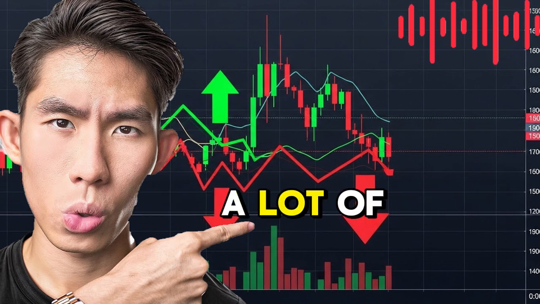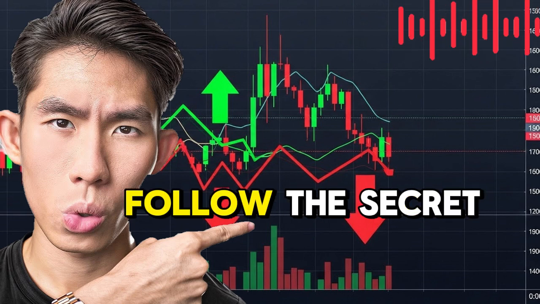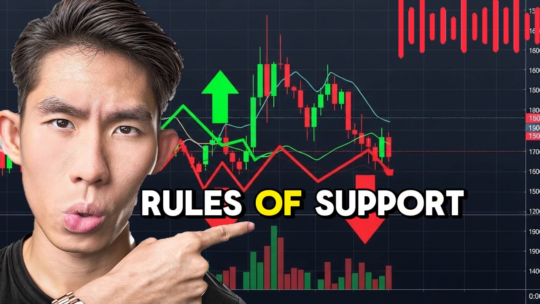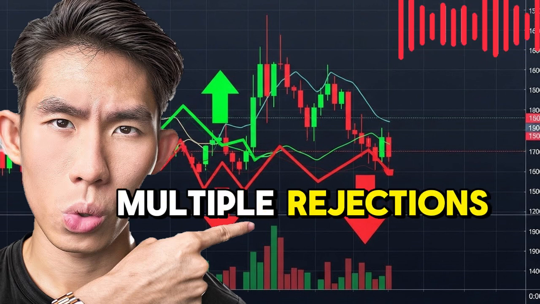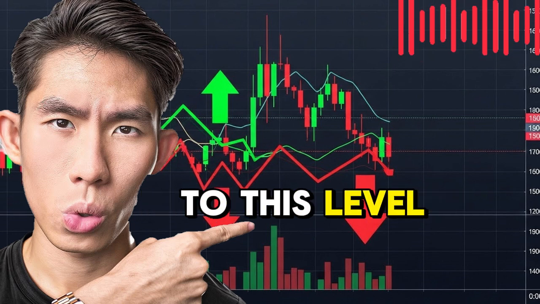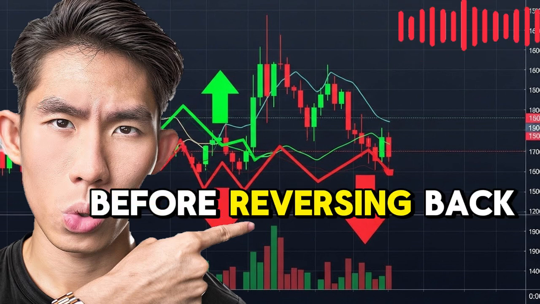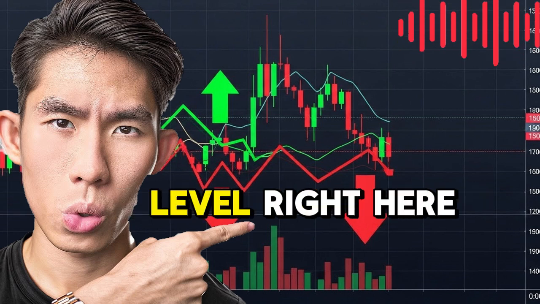The reason why a lot of you are still making stupid mistakes like this is because you do not follow the secret rules of support and resistance. The first rule is multiple rejections. You can see in this example, price went down to this level 3 times before reversing back up, showing us multiple rejections. So we can draw a support level right here.